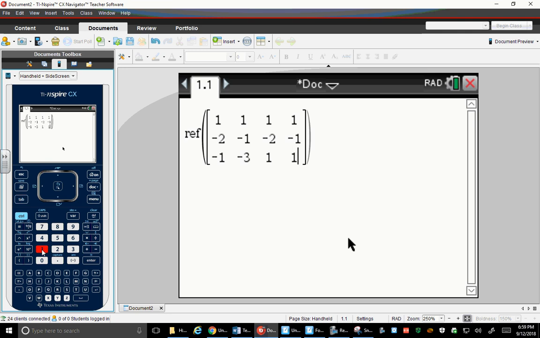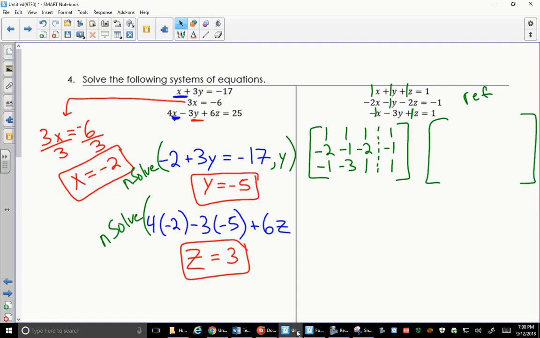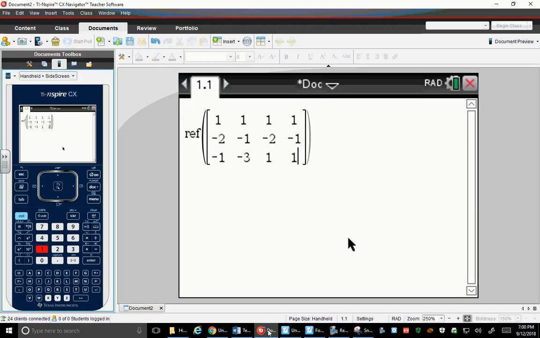Okay, I don't feel like I got the right numbers at the bottom row, so I'm just going to double check. Maybe I am right. Negative 1, negative 3, 1, 1. Okay, cool. All right, so that worked. Now we can hit enter.